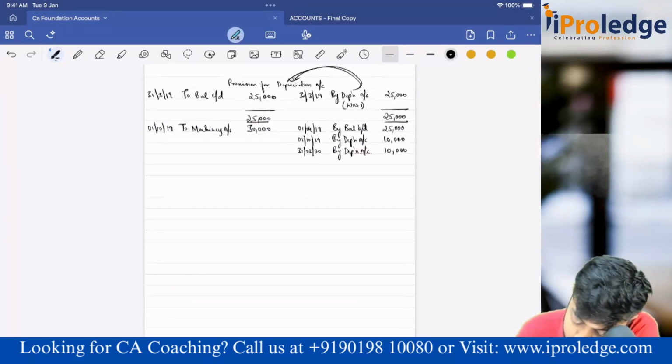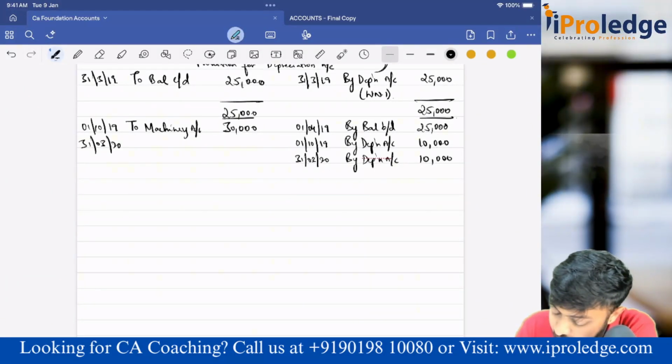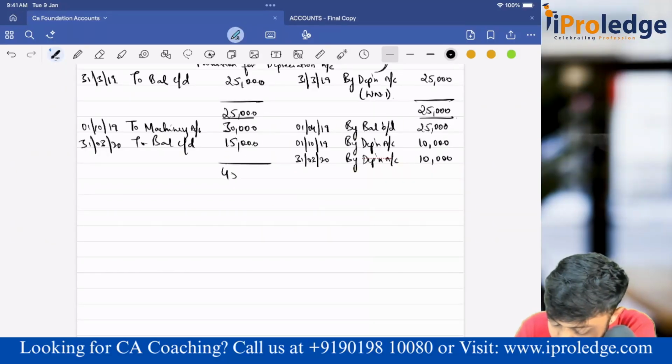What about this account? This account also you carry forward and leave it. 31/3/20. How much is the balance? 35,45. 45 minus 30, still we have a balance of 15. That we carry forward. So this also is closed.